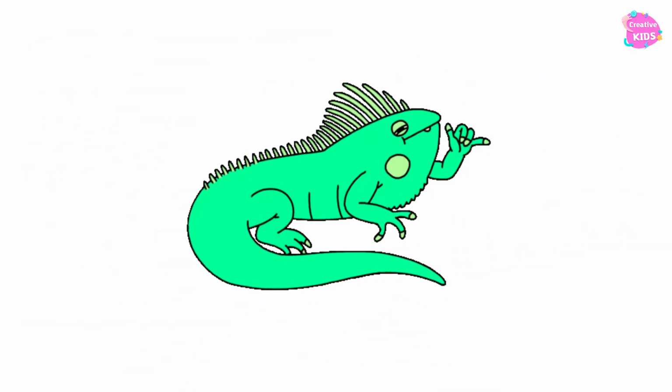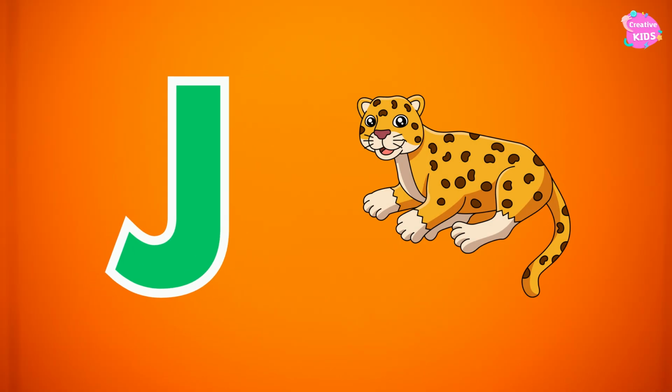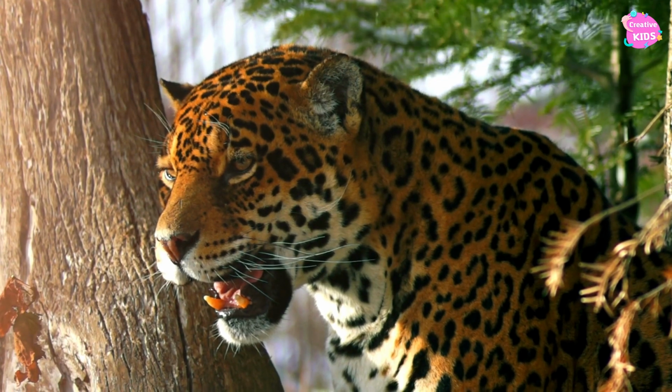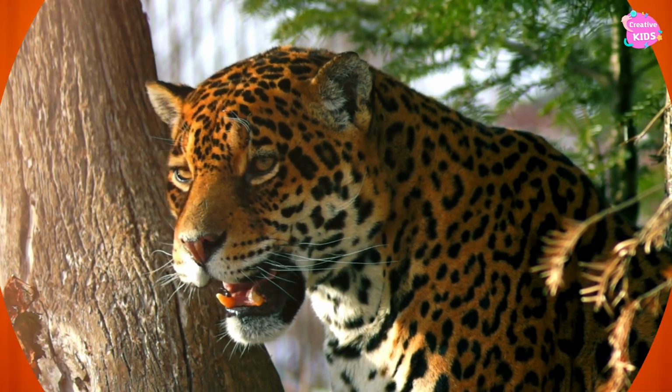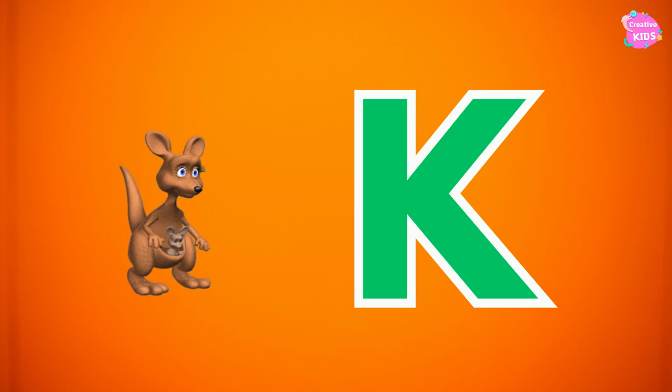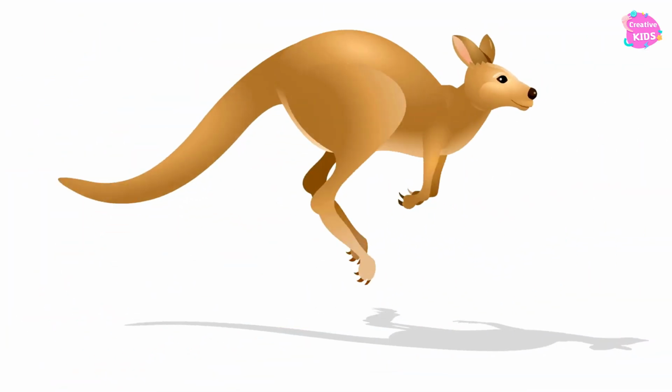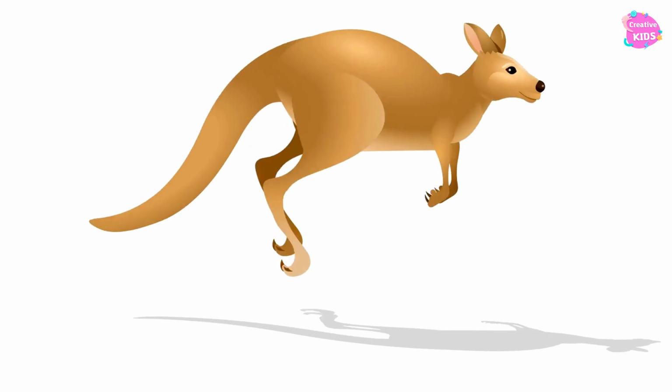I is for iguana. J is for jaguar, jaguar, jaguar. J is for jaguar. K is for kangaroo, kangaroo, kangaroo. K is for kangaroo.